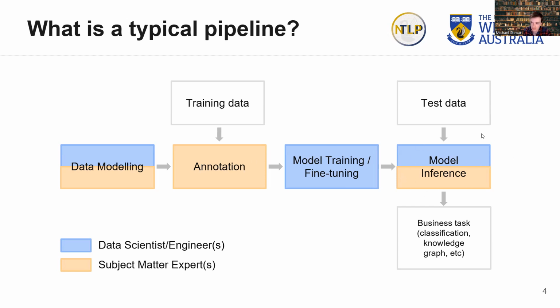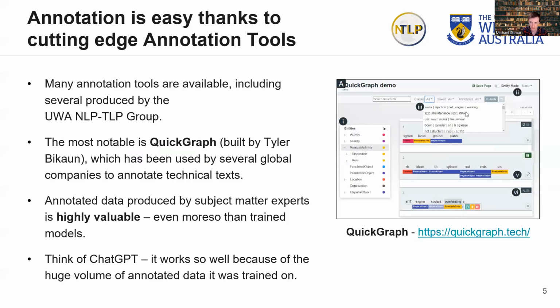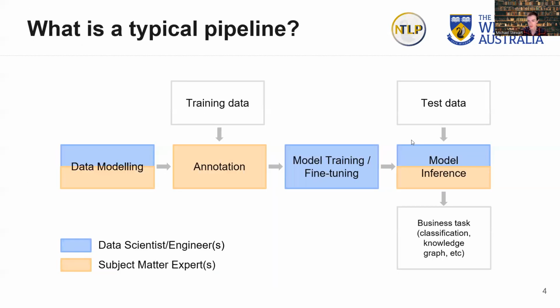And once this is working to some sufficient level of performance, you can go ahead and do some kind of business task. For example, building a graph, like with the case of echidna, or doing some classification, and so on.